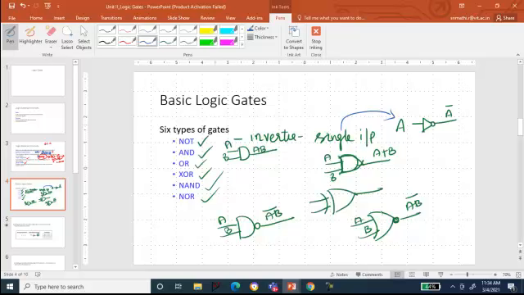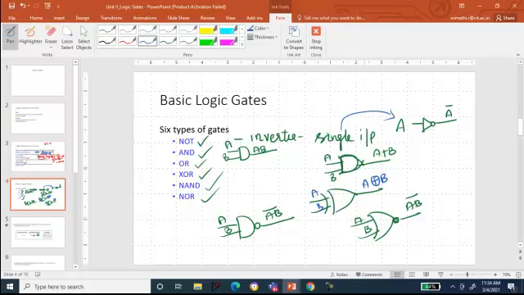This is represented by the symbol like this. A, B is the input and the exclusive OR output is A XOR B. Okay. And NAND is nothing but the inversion of your AND output. So in the logic diagram of AND, if I put a bubble at the output, that is said to be your NAND.